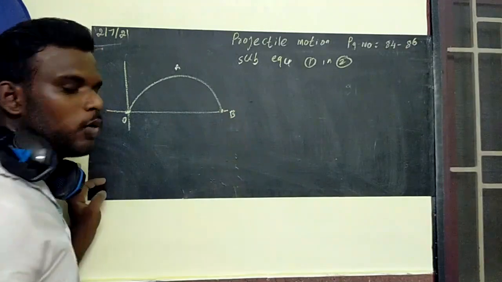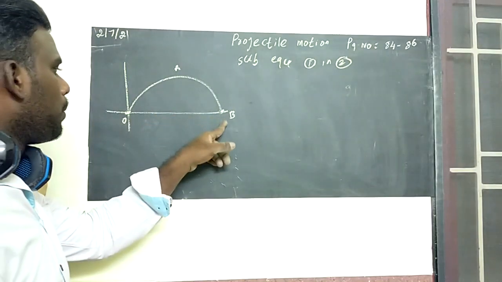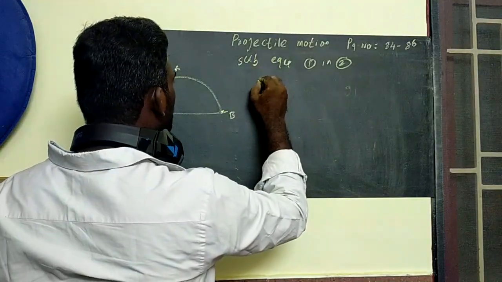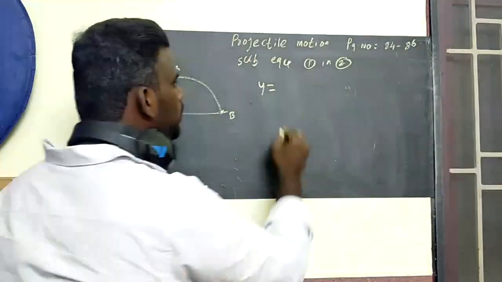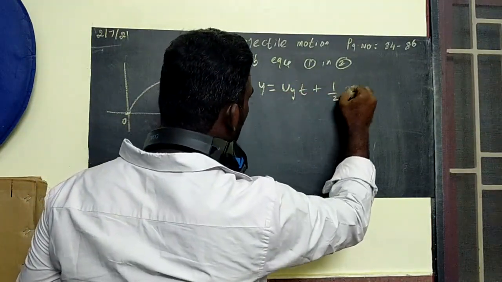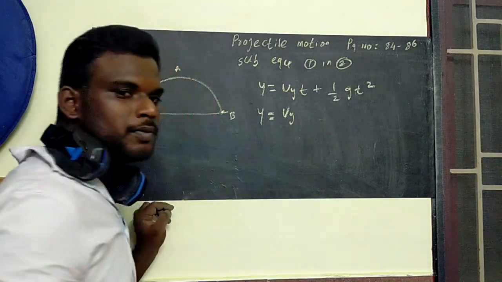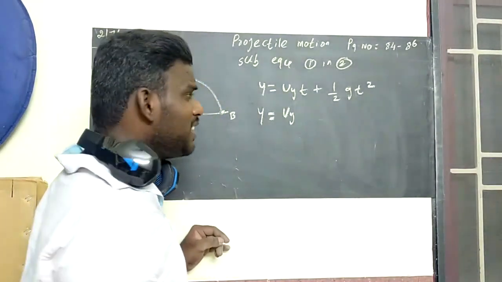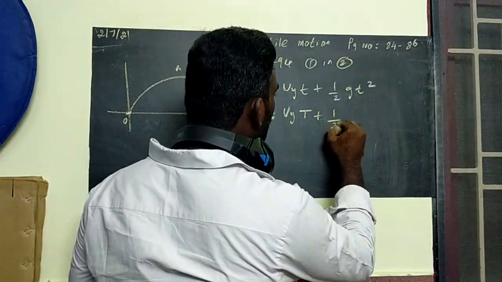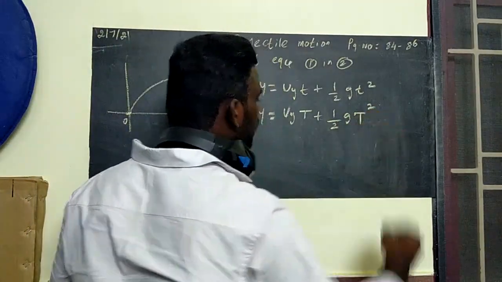So when it hits the ground, what will be the displacement covered by the body in the y-axis? Write the y-axis equation. We know that y equals uyt plus 1/2 gt squared. In place of y we have put uy, and the small t we can replace with capital T, so uyT plus 1/2 gT squared.